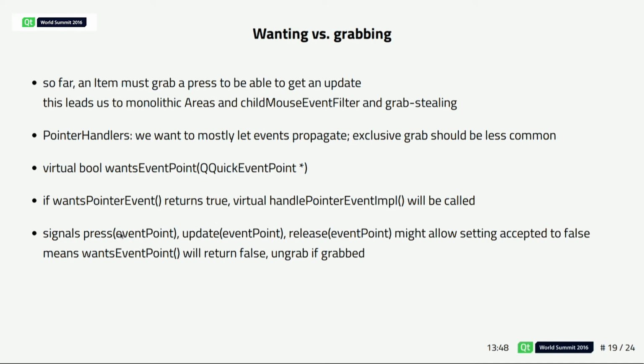We're thinking about, for the sake of QML, maybe we should have these signals like press with an event point, update with an event point, release with an event point, and then if you were to take the event point and set accepted to false, then that would mean that wantsEventPoint will return false, and if that happens, then we should probably also ungrab if it was already grabbed implicitly. But there's also going to be explicit invocables for grabbing and ungrabbing.